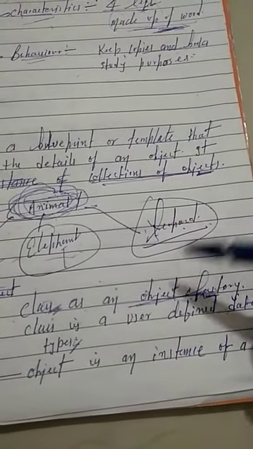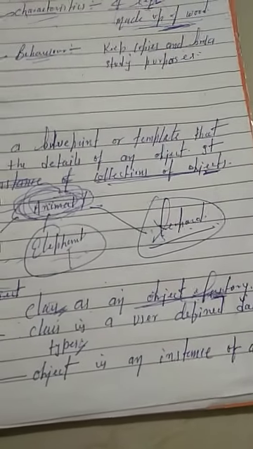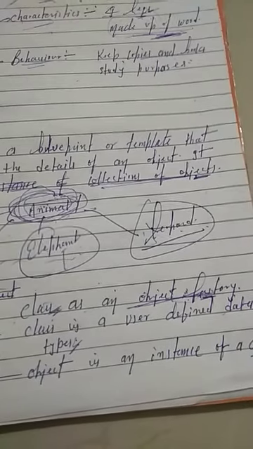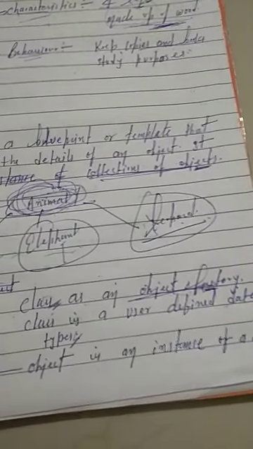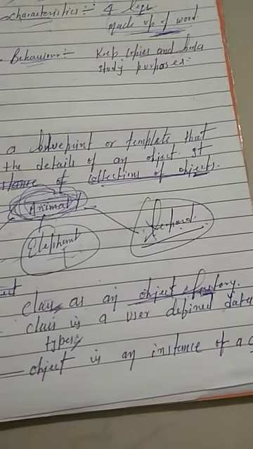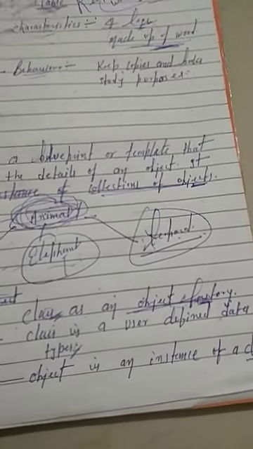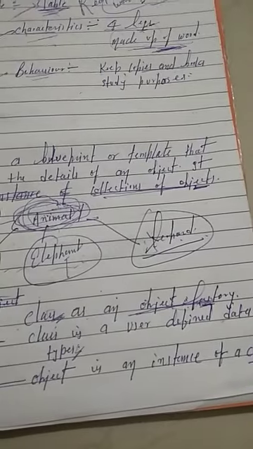Why is class a user defined data type? Because you know about data types like int, char, double. Why do we use these? To declare a variable. If you create an object of the class, you use the name of the class. So this name of the class is considered a user defined data type, because the class is defined by the user.